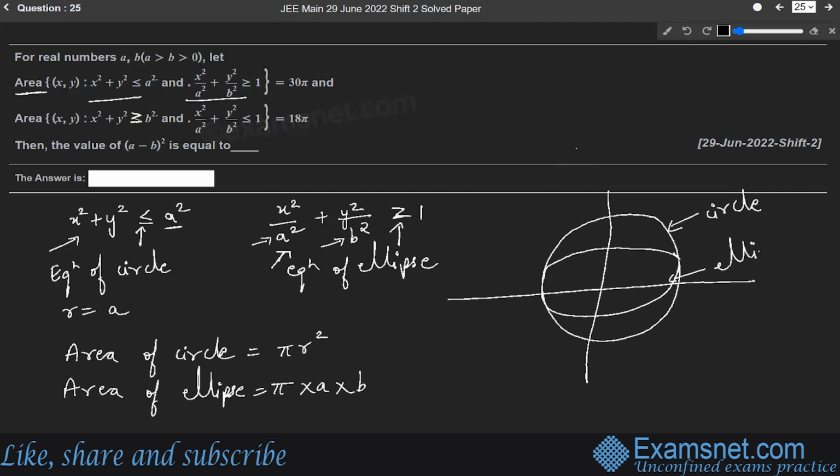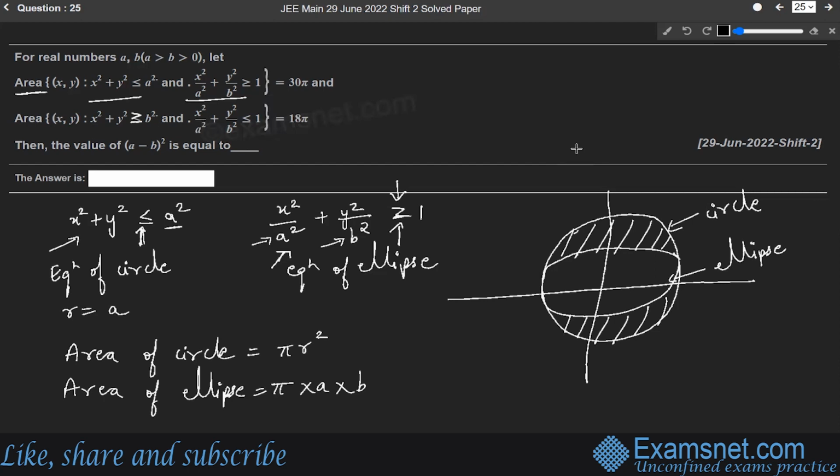Now here the sign is less than equal to a square. Okay, less than equal to means everything inside the circle. And here we have greater than equal to 1. Greater than equal to 1 means everything outside the ellipse. Okay, so everything inside the circle and everything outside the ellipse is this region. You can see that this is the region that is inside the circle, but it is outside the ellipse. So we have to find this region.